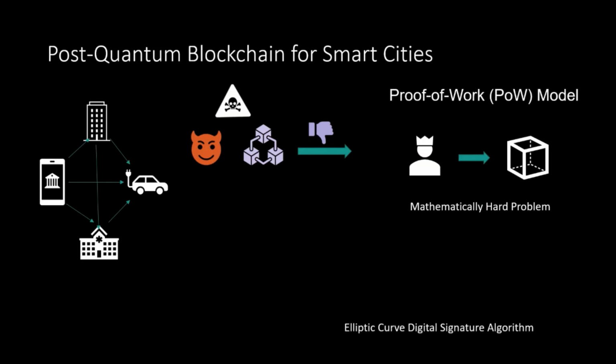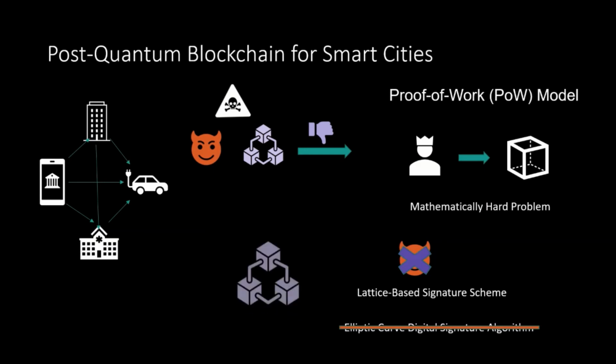There has been research going on in having post-quantum signature algorithms like lattice-based ones instead of the elliptic curve digital signature algorithm, to make the previous blockchain quantum secure against any adversaries which are able to have access to a quantum computer. This is a very new area of research, and we think the future holds in creating a post-quantum blockchain which could be highly scalable and used for the future smart city concept. Thank you.